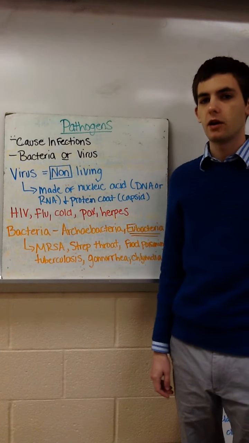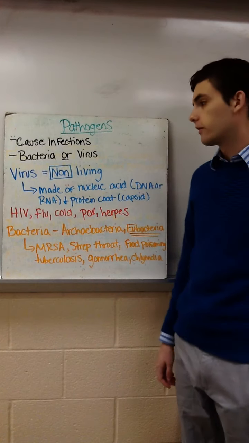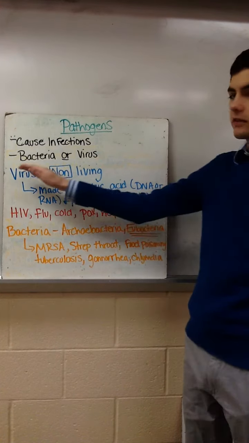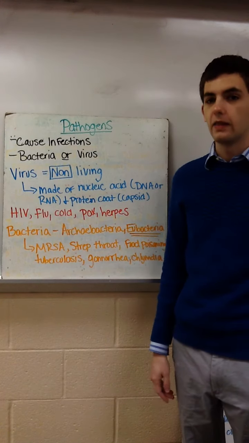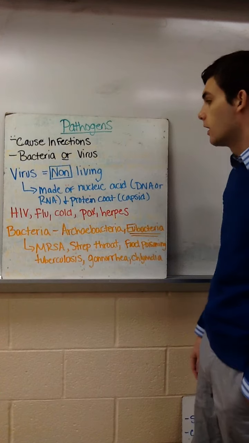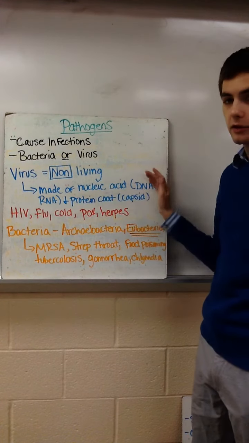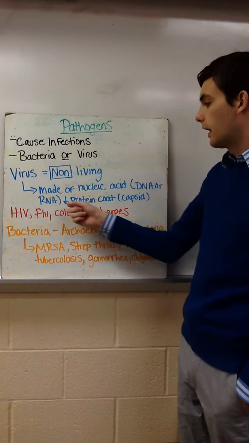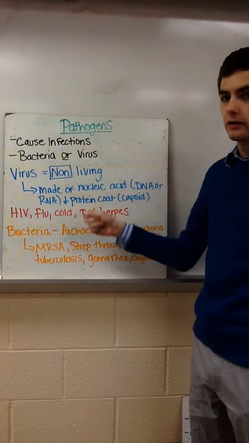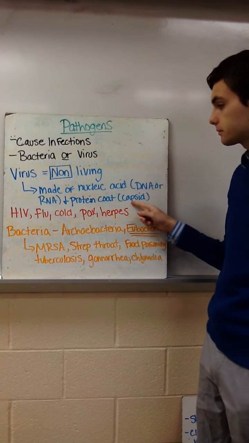Pathogens are anything that can cause infections, and infections can be caused by either bacteria or viruses. Viruses are considered non-living because they're not made of cells and they can't reproduce on their own. A virus is made up of nucleic acid, either DNA or RNA, depending on the type of virus that we're talking about. And around that DNA or RNA is a protective protein coat, also known as a capsid.